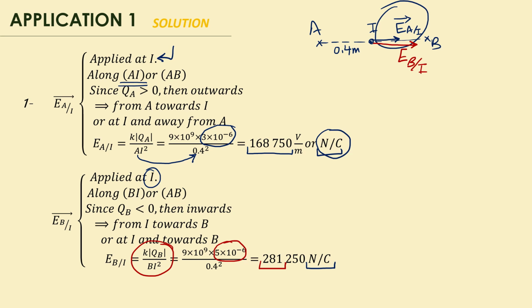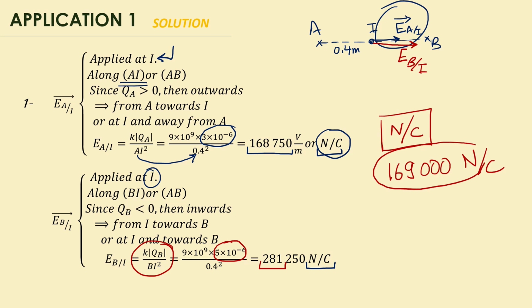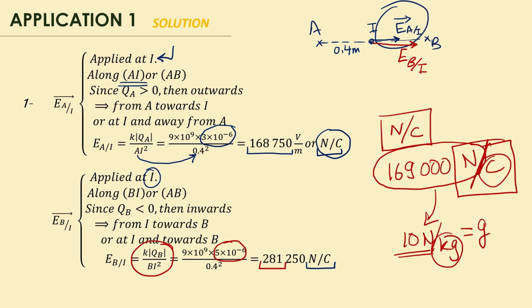As EB is larger than EA, it's obvious that we have to draw the electric field of B at I with a larger measure than EA. Now, before I move on, Newton per Coulomb, if you analyze the unit itself, let's say here I have 169,000 Newton per Coulomb, it means that the electric field results in a force of 169,000 newtons, which will be acting on each Coulomb. This reminds me of when we say 10 Newton per kilogram as for the gravitational field, right? Meaning, gravity pulls each 1 kilogram by 10 newtons. So using Newton per Coulomb here as a start gives us a nice idea about what electric fields stand for.